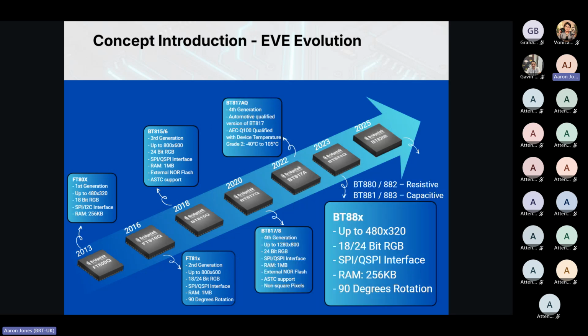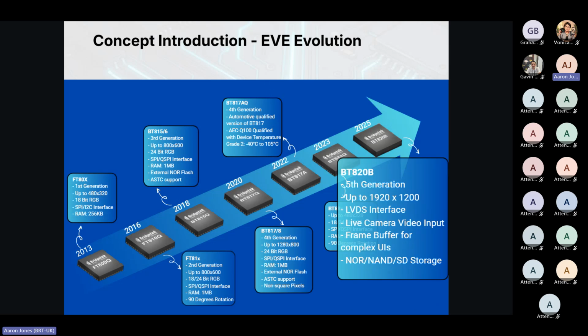The BT88X generation brought the benefits of the FT81X series to smaller resolution screens, extended Eve's reach into compact devices that still require dynamic branded interfaces. It delivers flexibility by supporting 90 degrees screen rotation, making it easier to adapt GUIs to different orientations.